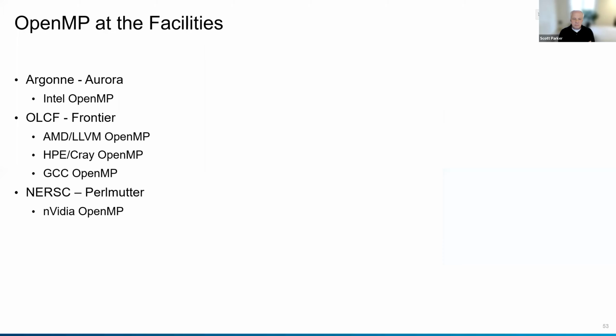Next slide. And this is just capturing the implementations that are available or plan to be available on Aurora, Frontier, and Perlmutter. Jack can correct me if I'm wrong, but from looking at the NERSC documentation, it looks like they're currently recommending primarily using the NVIDIA OpenMP implementation today on their platforms. Next slide.